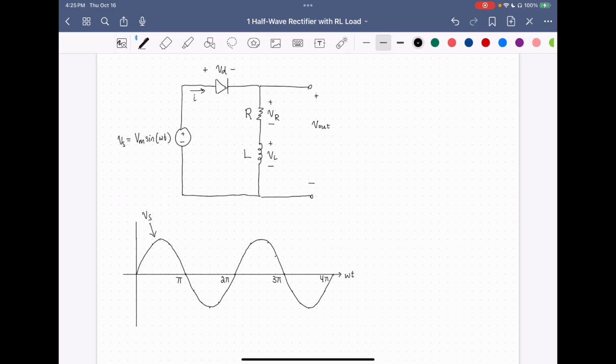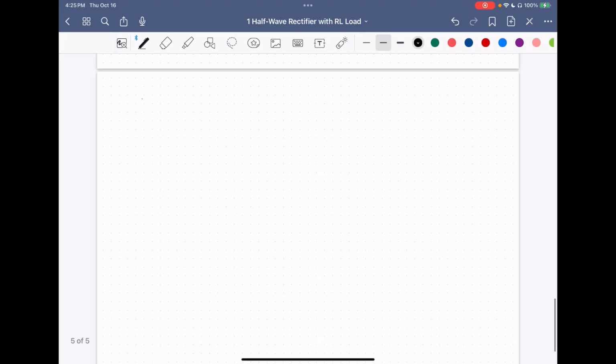So to answer these questions, we're going to start from the beginning. As the input voltage source goes from zero and starts to rise a little bit positive, we're going to have the diode start to conduct. And when the diode conducts, we're just going to model it with a short circuit. Then our circuit is going to look like this. With the diode shorted, we're just going to have the voltage source directly connected to the series load of the inductor and resistor.